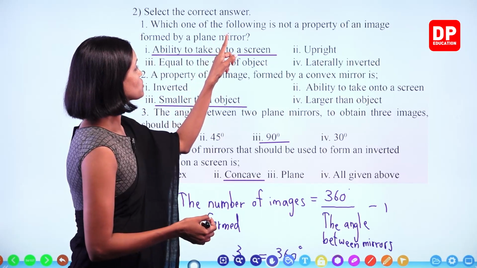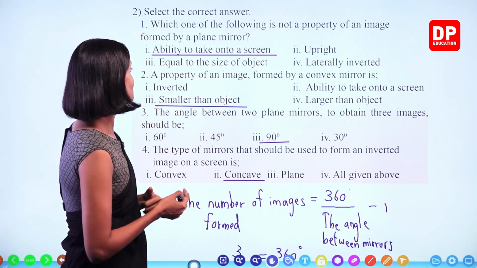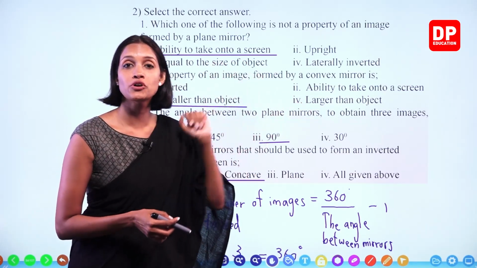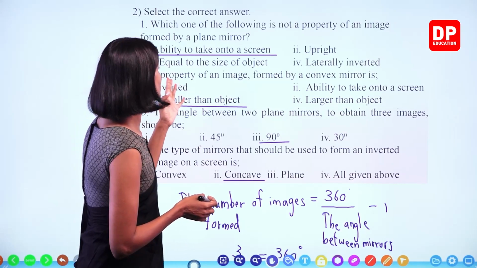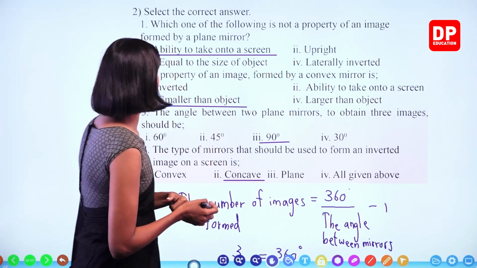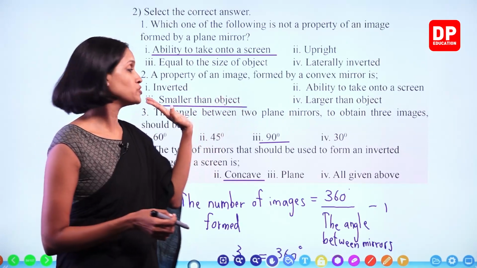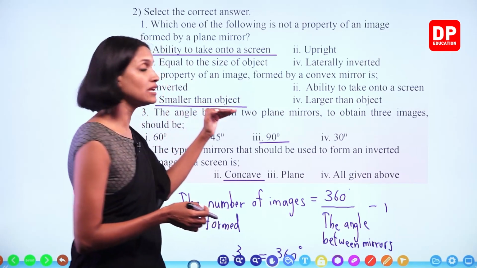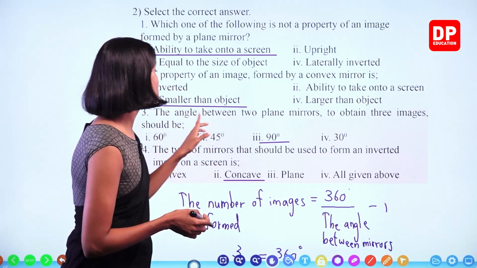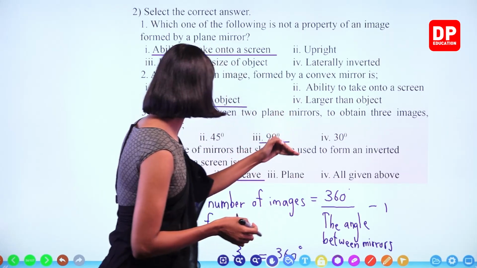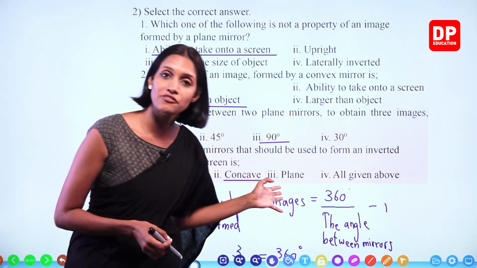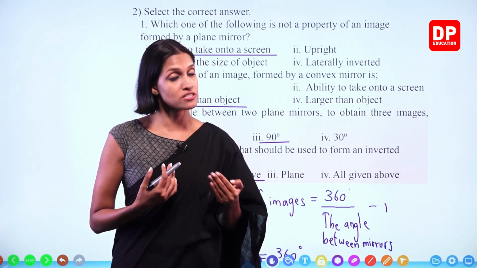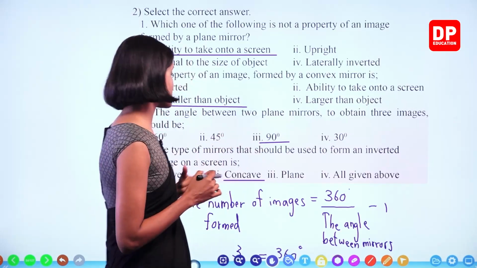Which one of the following is not a property of an image formed by a plane mirror? Ability to take onto a screen. They are always virtual, so we can't take them onto a screen, right? The property of an image formed by a convex mirror is they are always smaller than the object, right? The angle between two plane mirrors to obtain 3 images should be 90. The type of mirrors that should be used to form an inverted image on a screen is concave. So we have completed the exercise given in the textbook. We are going to do some extra questions too. We'll move on to the next.